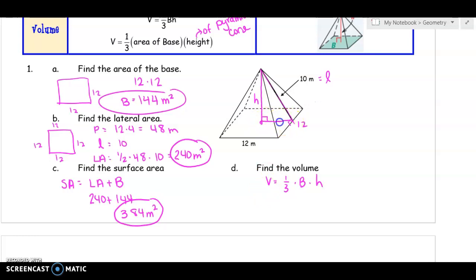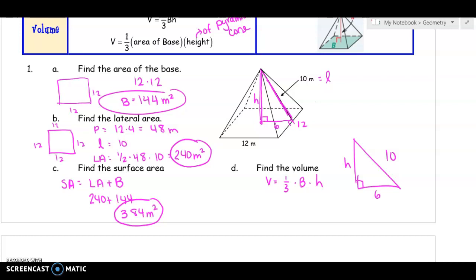This piece here is exactly half of this distance. So if this is 12, this piece here is 6. It's always going to cut it in half because it goes to the middle. Let me draw this triangle over here. If we draw this triangle, we have 6, we have H, and we have 10. Notice that we have 2 out of the 3 sides of a right triangle.